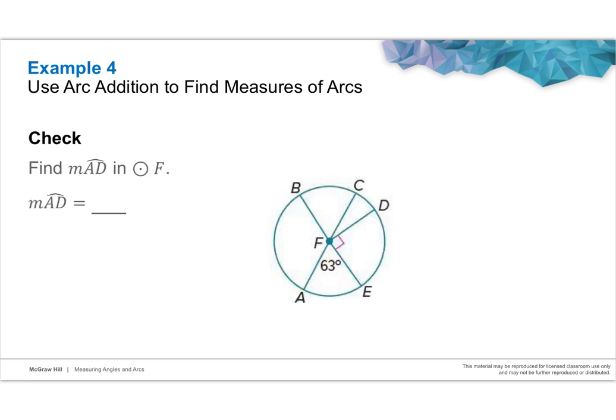And then finally, we need to find the measure of arc AD in circle F, which we can see is made up of arc AE and arc ED, or 90 degrees from that central angle, added to that 63 degrees. And so we get 153 degrees for our final check.